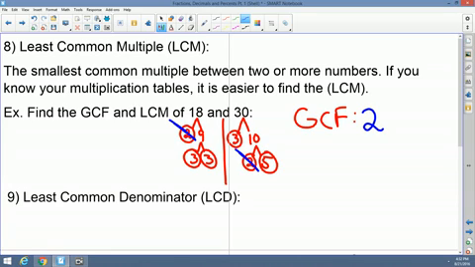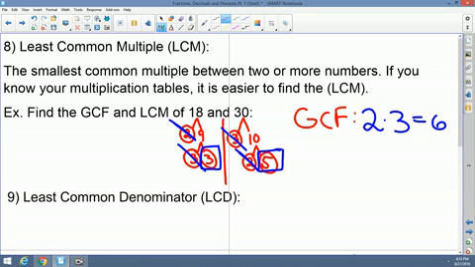Next, I have a 3 on the 18 side and a 3 on the 30 side. So a 3 and a 3 comes out as a 3. Do I have another 3 on both sides? No. Do I have a 5 on both sides? No. So my GCF is simply 6. Every pair of matching numbers comes out as one of that value.